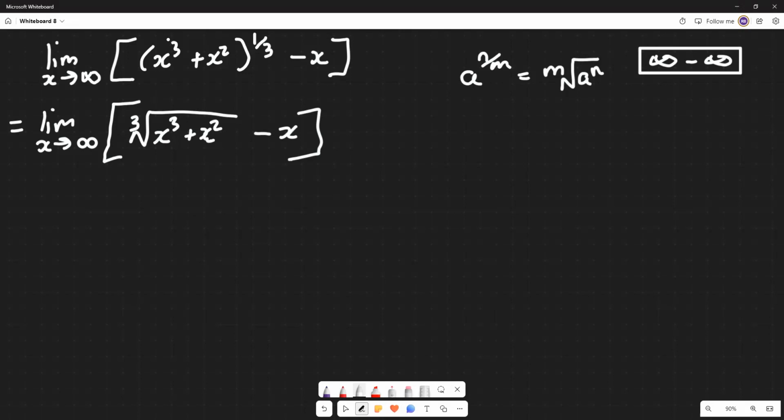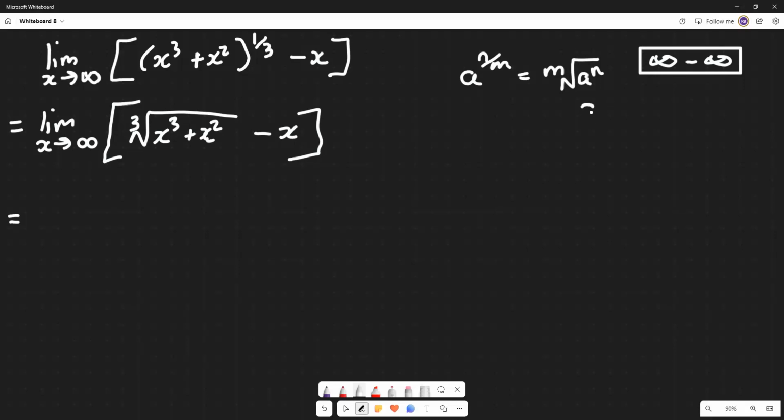Remember, this form and this form are still the same: the indeterminate form of infinity minus infinity. So I need to simplify this. I'm going to use the fact that I can rationalize the numerator. If I have a root, I'm always going to try to rationalize. If it's at the bottom, I rationalize the denominator. If it's at the top, I rationalize the numerator. In this case, this is a cube root.